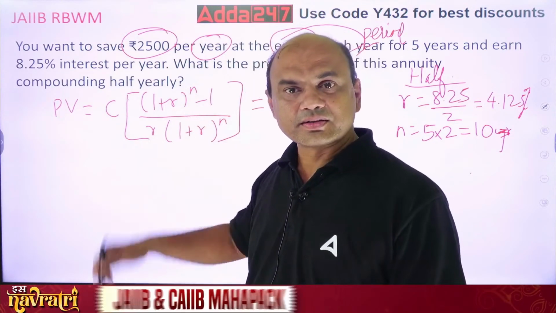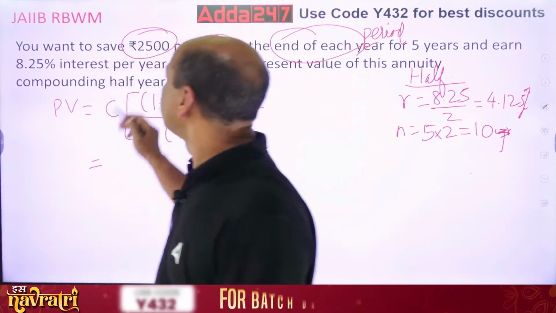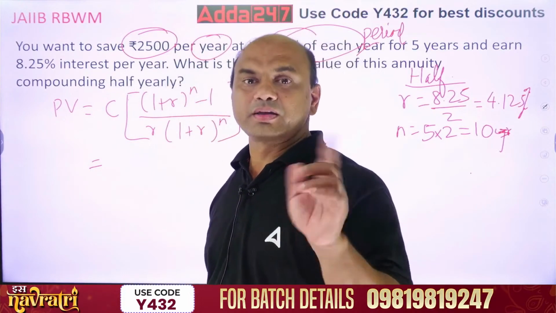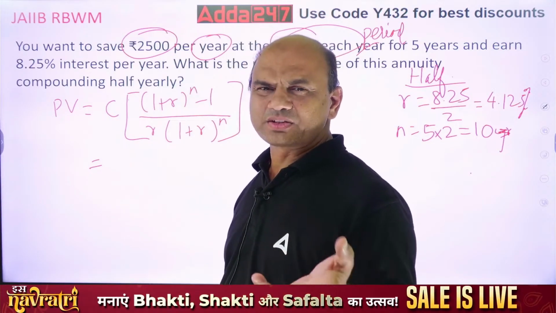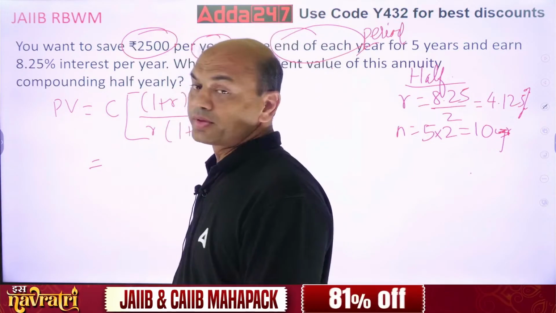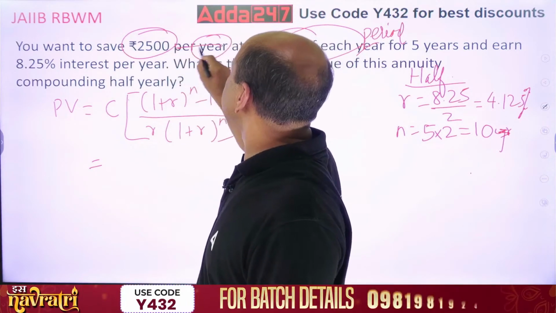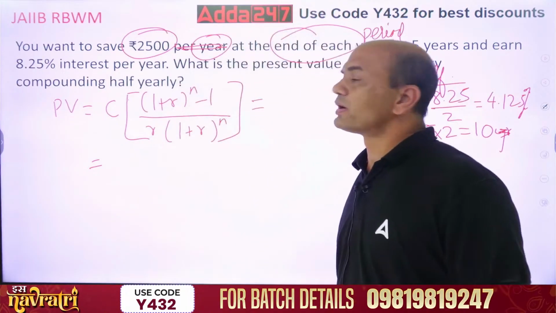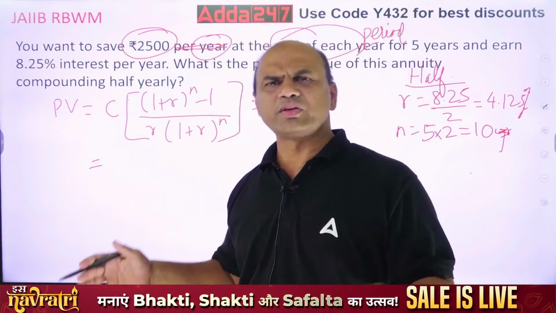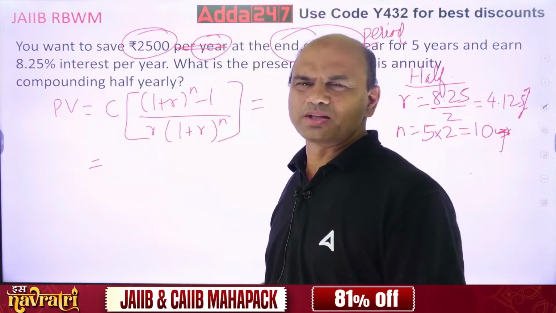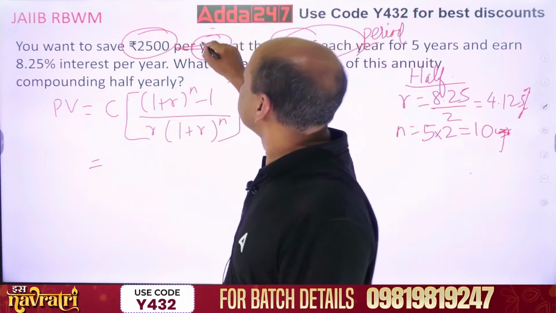So write everything. What is given? Let's write it below. C. What is C? See, per year I want to save 2500. So half year how much will I save? I'll say 1250. Divide this also by 2. Actually, in exam if it is given, if I want to save only this much per 6 months, not per year, if it's given per 6 months, then you have to directly take that. So per 6 months, okay?